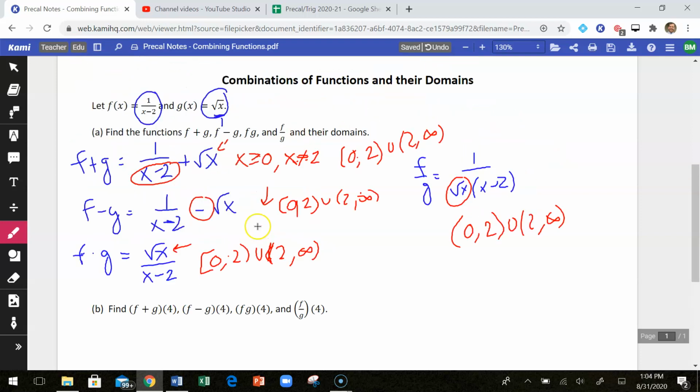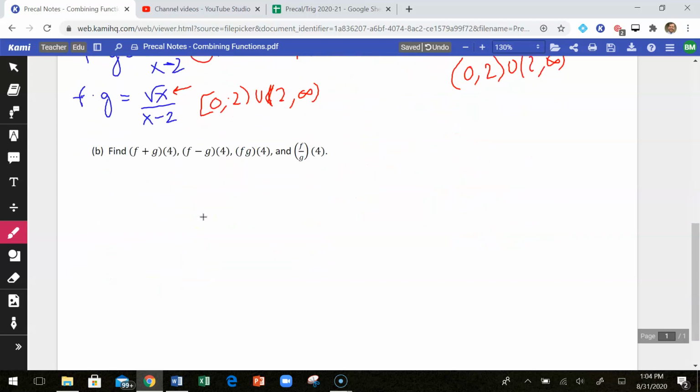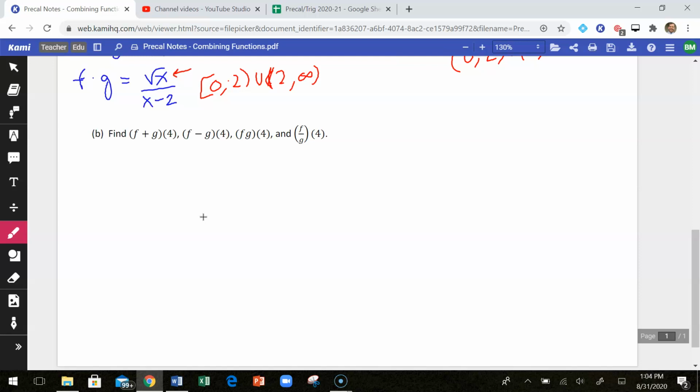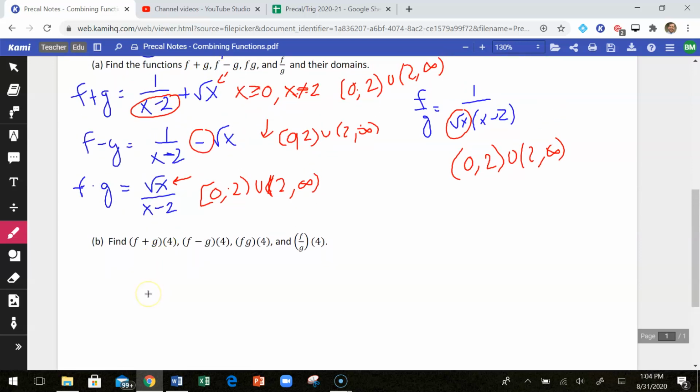One thing to keep in mind, a lot of times when we do these function combinations, you're going to use polynomials for f and g, and if that's the case, whenever your answer is a polynomial, whether you add, subtract, multiply, whatever you do, your domain is going to be all real numbers there. Okay, so the next part is to now take those functions and evaluate at different numbers.